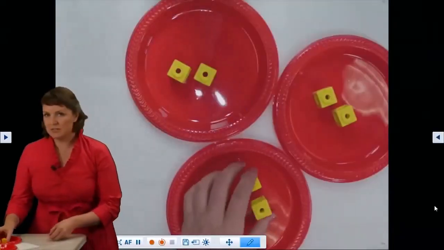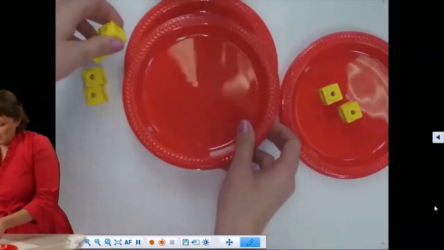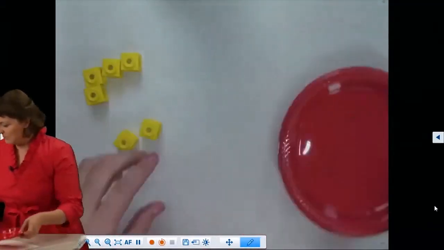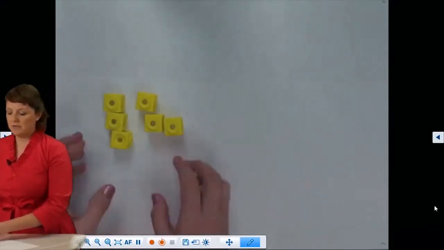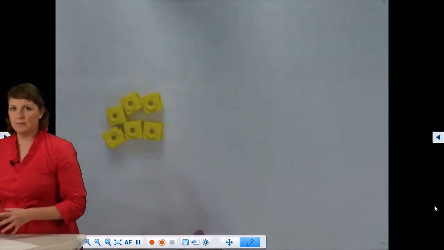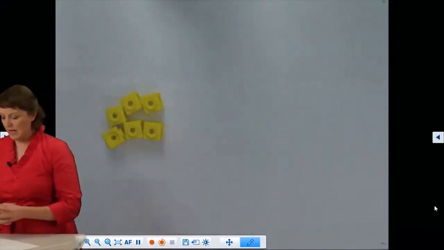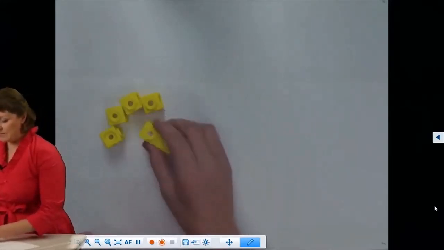So let me go over here to my plates again. I'm going to collapse the red plates there. So I'm going to start with my 6 cubes. And here I'm going to make groups of 3. 6 divided by 3. So I'm going to make groups of 3. How many groups of 3 can I make?